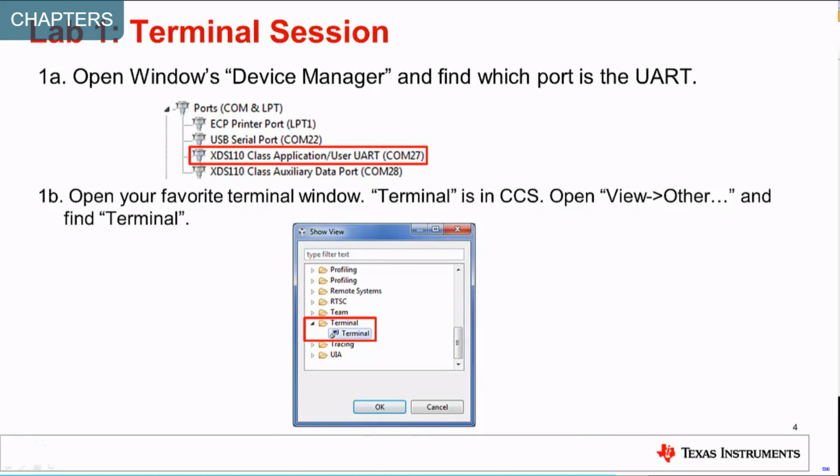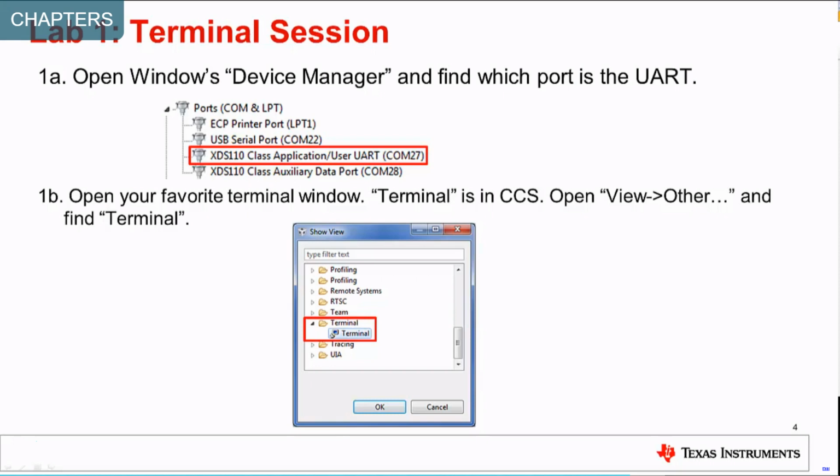For this lab, you'll need some type of terminal application, like PuTTY or hyperterminal. CCS also includes a terminal application. First, you need to determine which COM port is being used. Please connect the USB cable to the MSP432 Launchpad's debug port and open the device manager to determine the COM port. It will be listed as the user UART. In the slide's example, it is COM27.